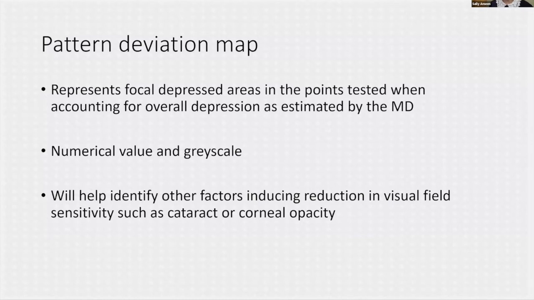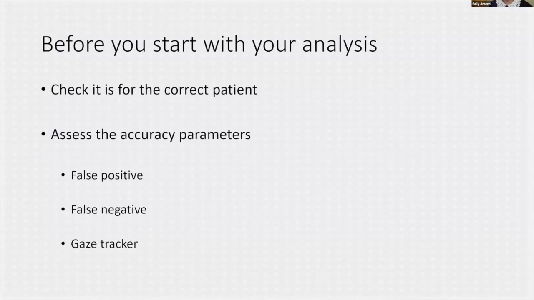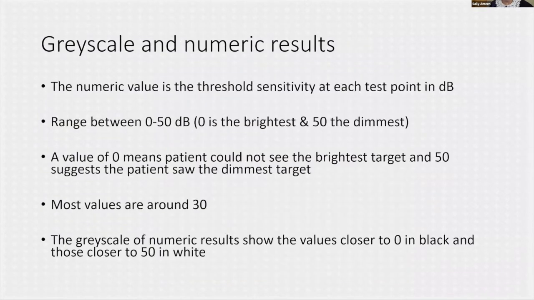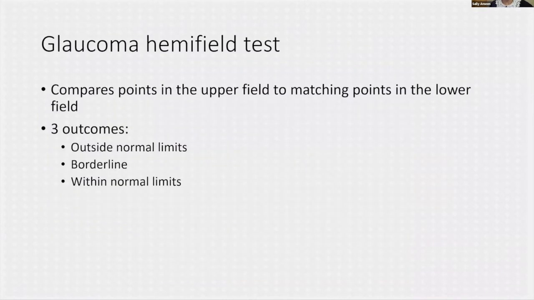So what you would see if a patient has a high total deviation loss due to cataract is that most of this test will be grey or black. And then when you take into account a global reduction, this one will be completely normal. So this will yield any specific focal points where there is depression in the visual field. So far, that's where we've got to.